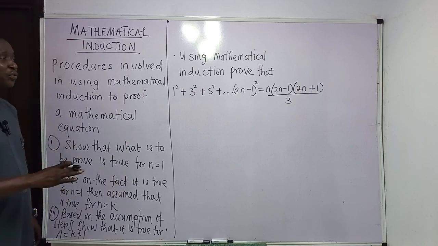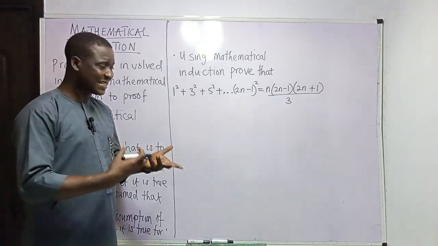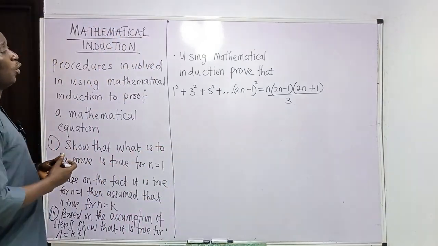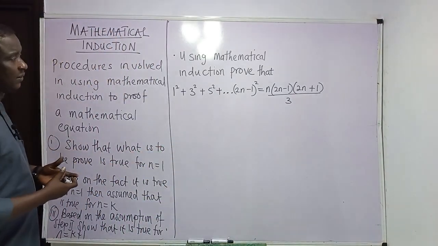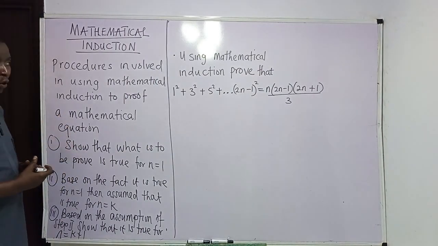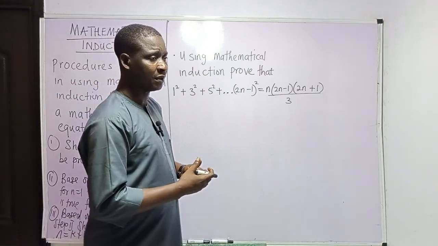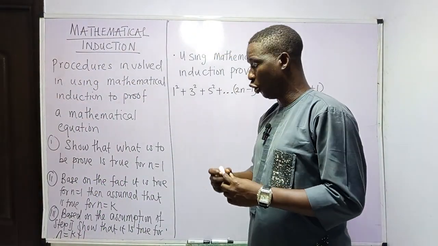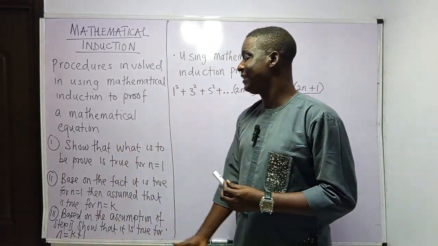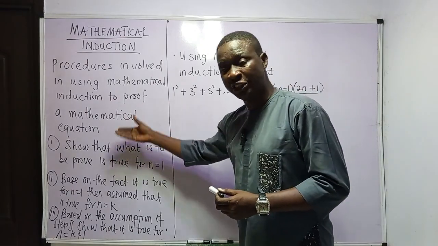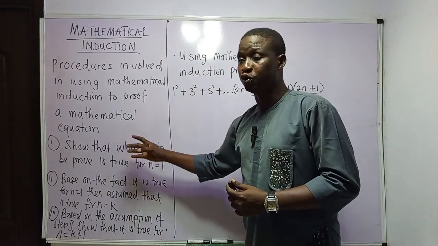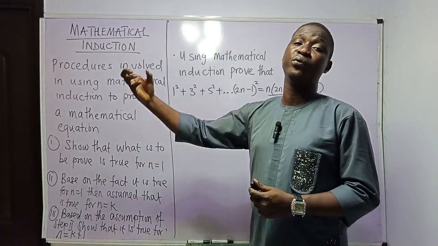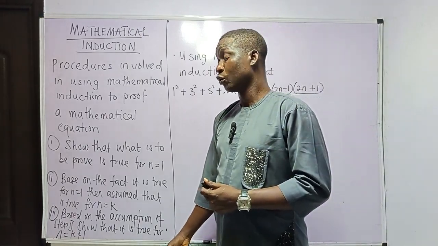So these are the procedures that are necessary to prove the validity of a mathematical equation or mathematical statement. That is to say, in order to achieve your aim, these are the three basic steps that you need to use to prove any mathematical equation.